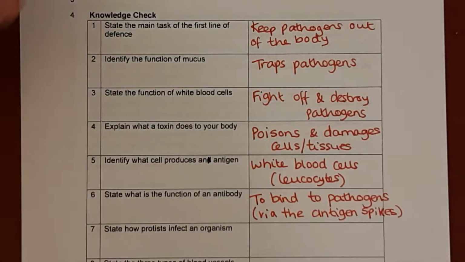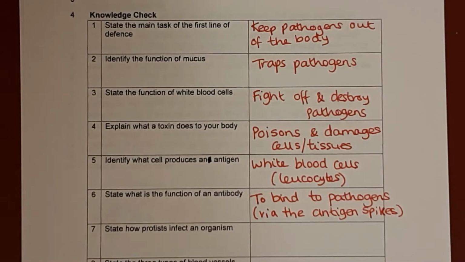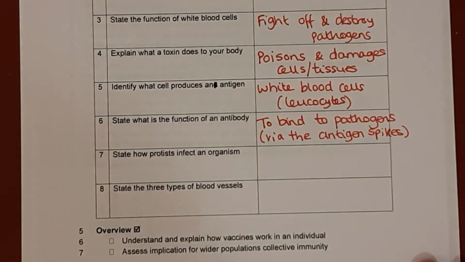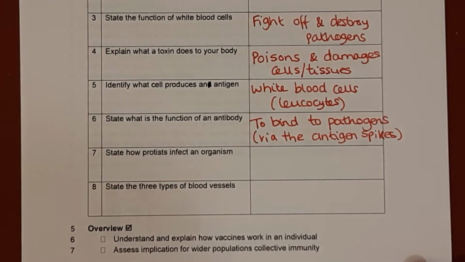Question 7. State how protists infect an organism. So they use vector transmission. So the protist is picked up by the vector. So an infected organism gets bitten maybe by a mosquito or something, and the protist is inside the mosquito, not causing any damage, not infecting the mosquito. Then it goes and lands on another organism and infects it by injecting some of the protist into the body, which is what mosquitoes do to numb your skin when they bite you so you can't tell they're biting you.